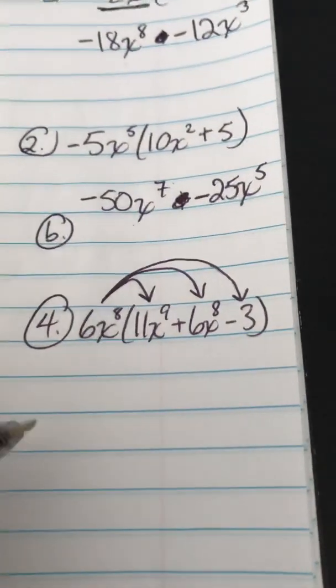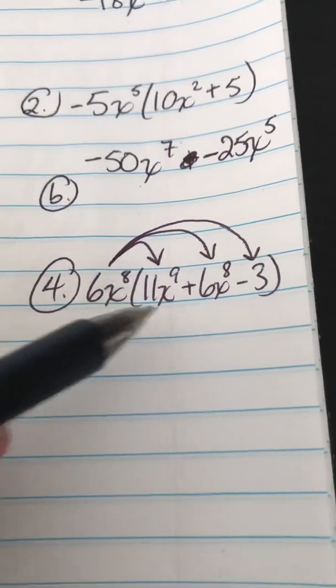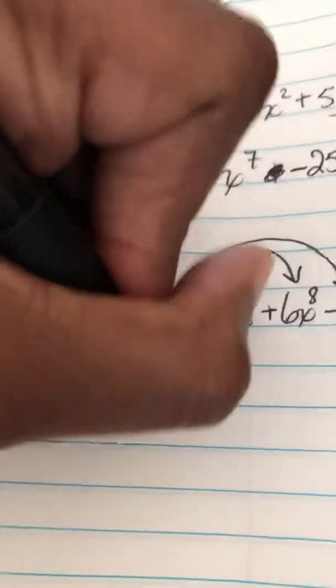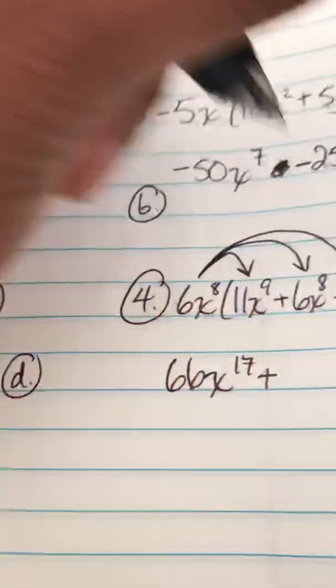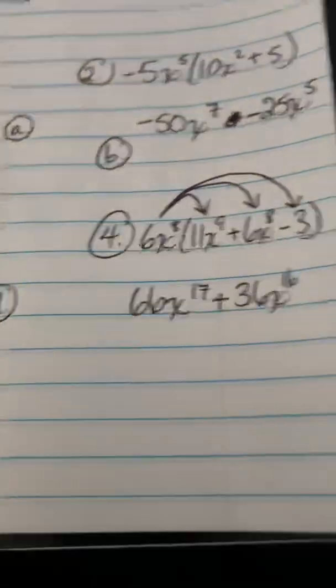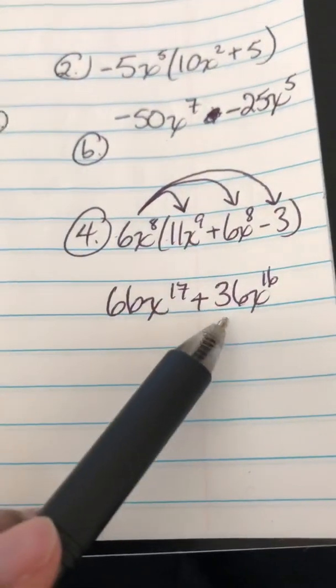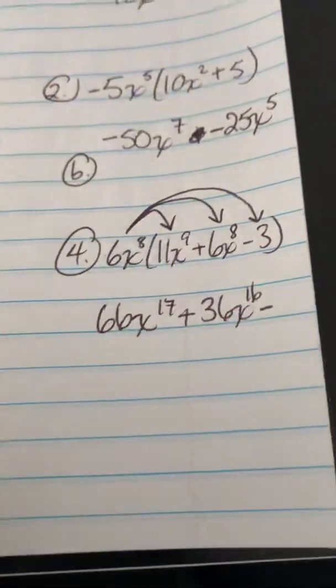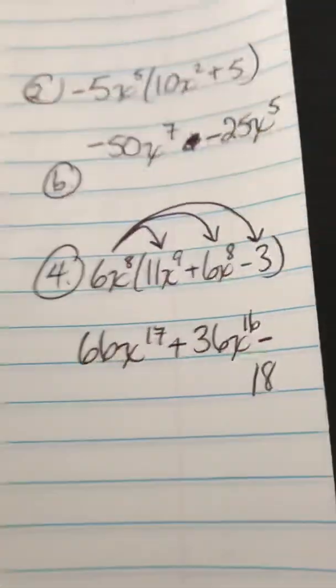So we have 6x to the 8th. If you want, you could do the x's first. x to the 8th and x to the 9th is 17, so you're going to have x to the 17th. And then 6 times 11 is 66, so 66x to the 17th. No negatives here, so that's positive. And then x to the 8th times x to the 8th is x to the 16th. See how it automatically falls right behind this one? That's 17 and that's 16. It stays in line. So that's going to be 36x to the 16th, because 6 times 6 is 36. x to the 8th times x to the 8th is x to the 16th, minus 6 times 3 is 18, and then x to the 8th.